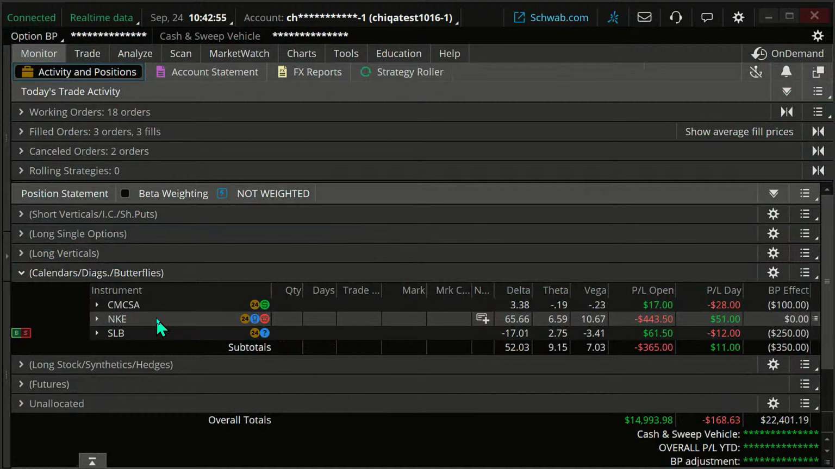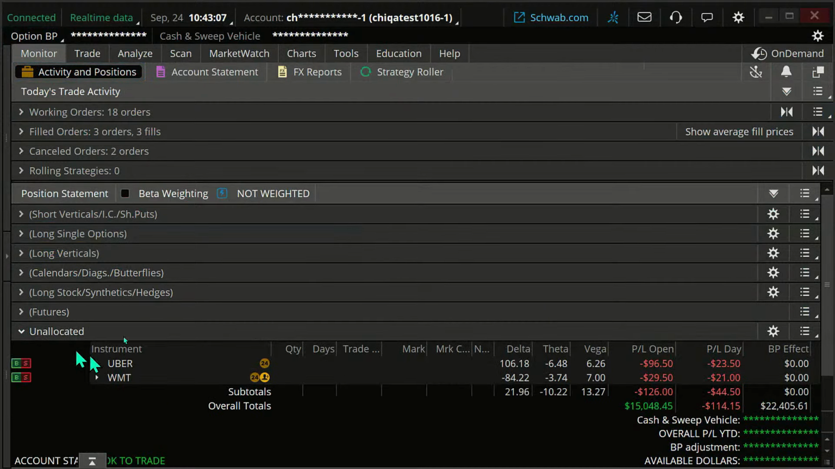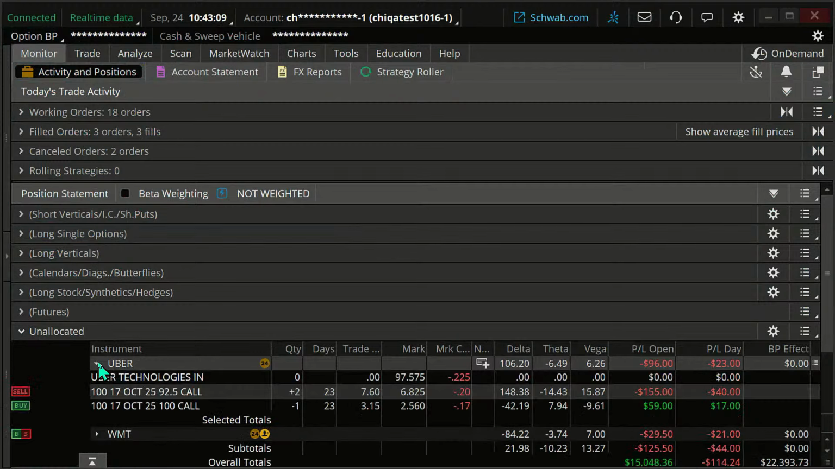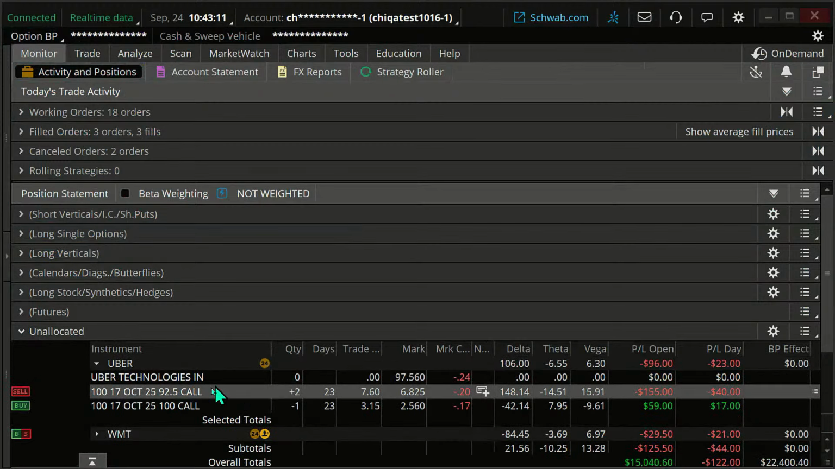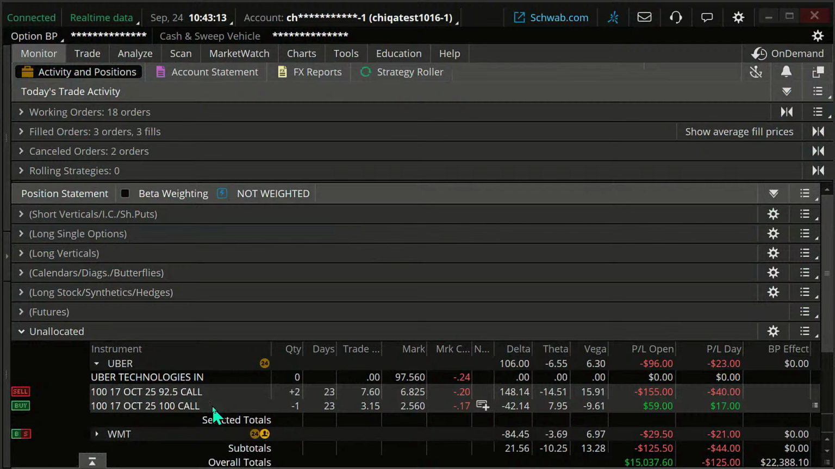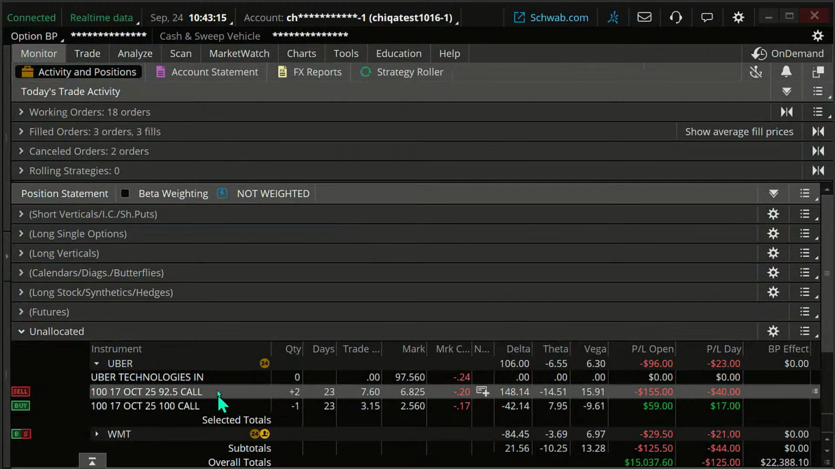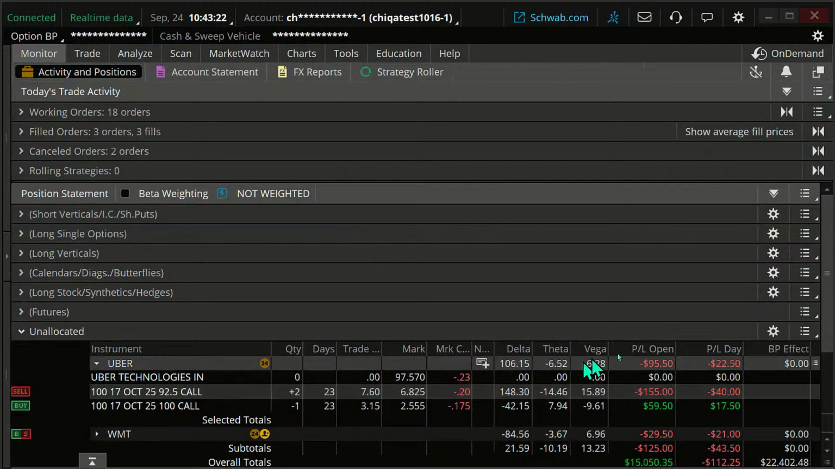Let's do one more trade, and then we will call it a day. Let's go down. We did some back ratio spreads not long ago. Here's Uber. It's a call back ratio spread. I did this in my advanced options class last Friday. So this is a bullish trade. We're down some money on this. Is it time to cut bait?